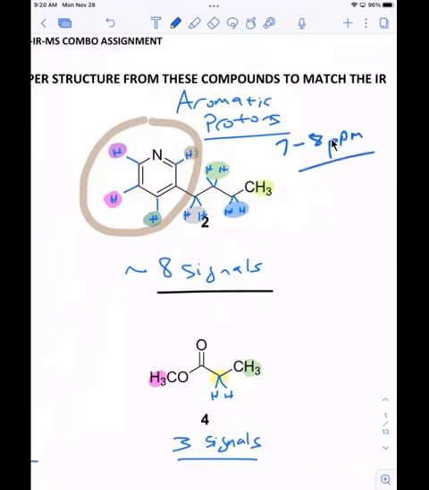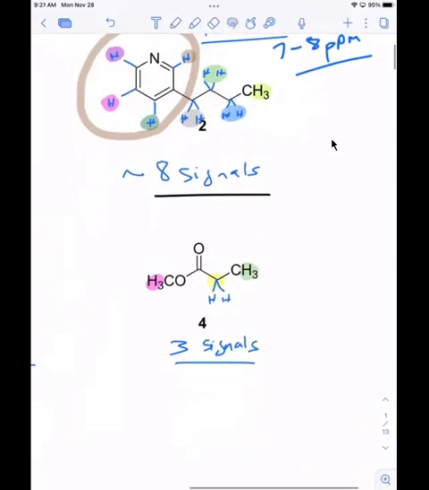Those are the aromatic protons; that's where they show up. So if you don't see those signals between 7 and 8, then there's no way that could be the spectrum for this compound right here. So it's got to be 4. So just copy that.